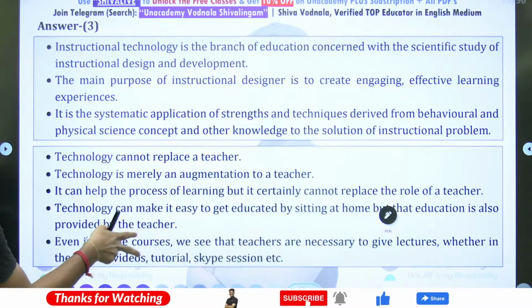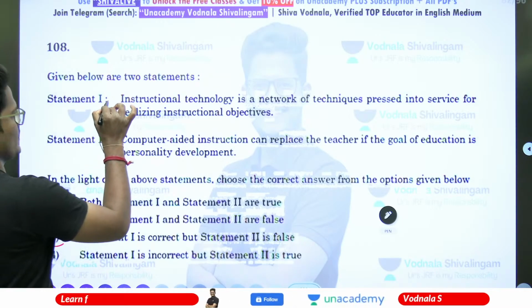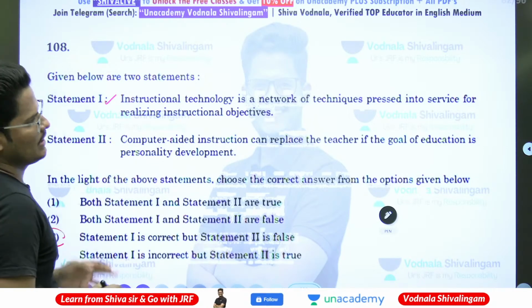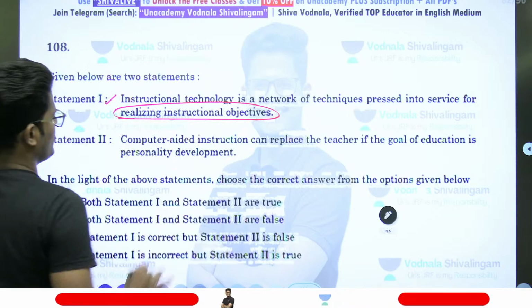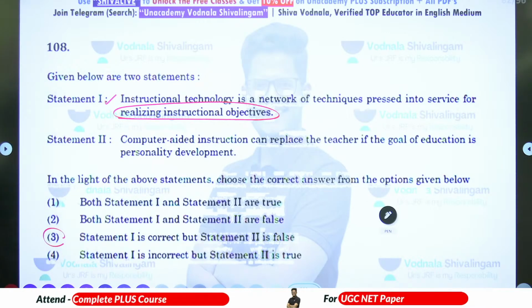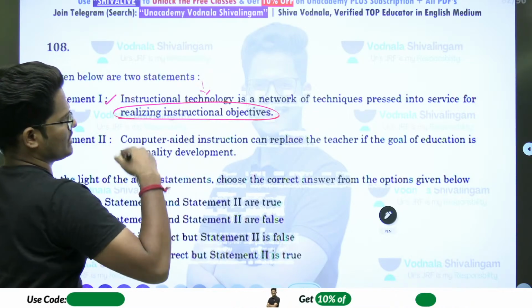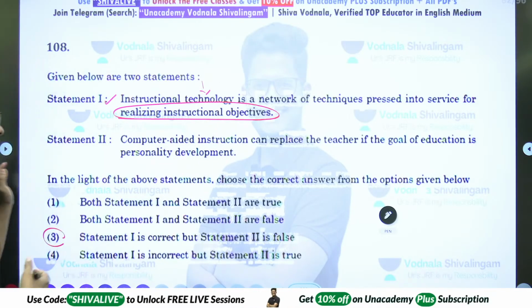The answer is that C is the correct answer. Statement 1 is correct, 2 is wrong. Instructional technology is a network of techniques pressed into service for realizing instructional objectives. Realizing instructional objectives means that whatever instruction you are giving by using a technology, it is simply whether we are achieving the objective that we made or not.